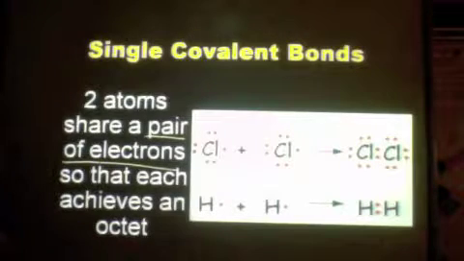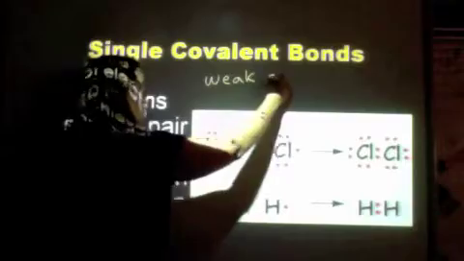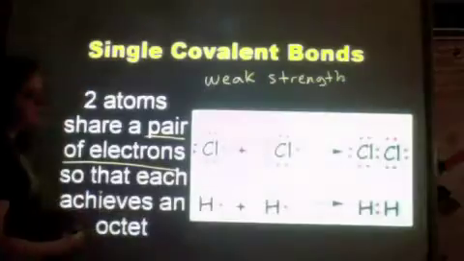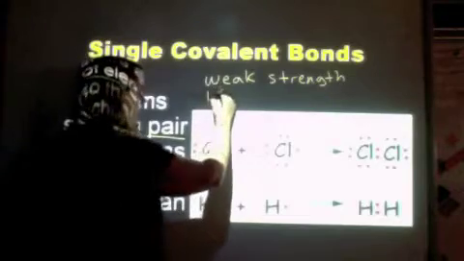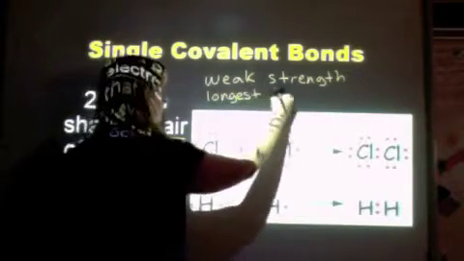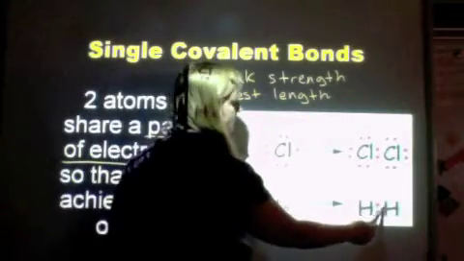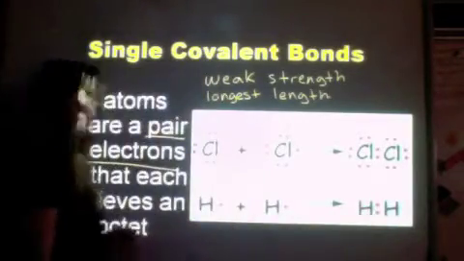Now, something that you need to add to your notes that was recently added to the curriculum is that since it's only sharing one pair of electrons, it's going to have the weakest strength. And since there's hardly any strength with that single covalent bond, it's going to have the longest length between the two atoms. So the length between these two hydrogens in the actual molecule is going to be longer for a single covalent bond.